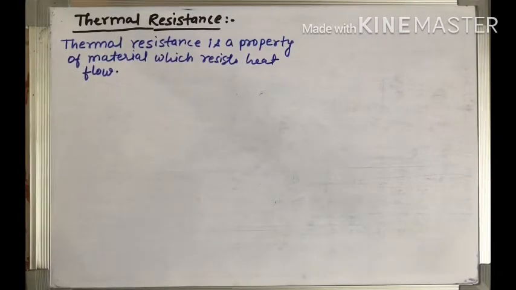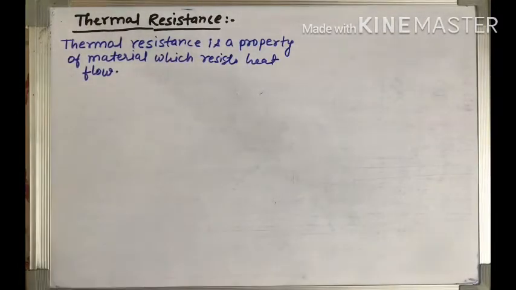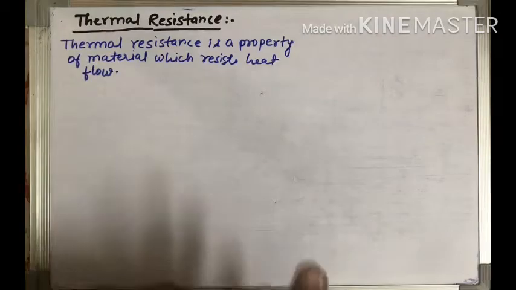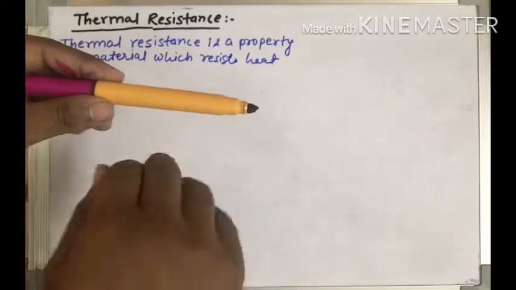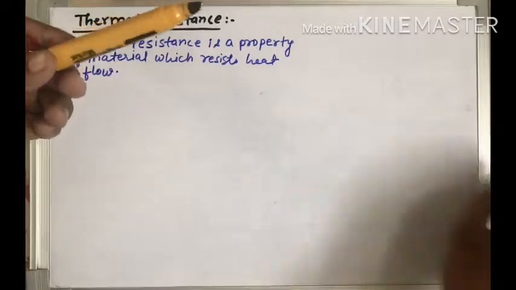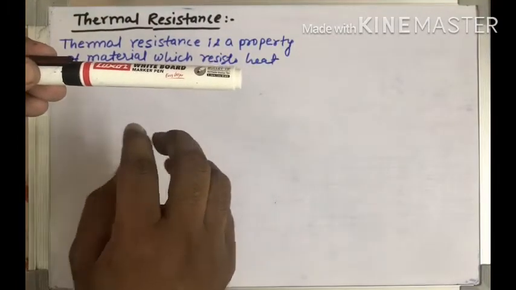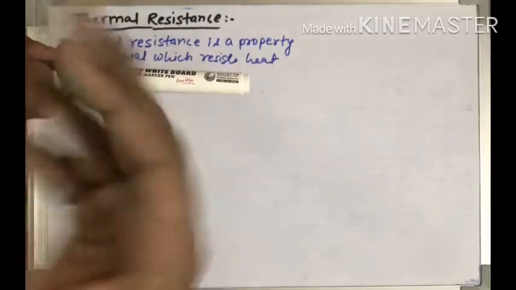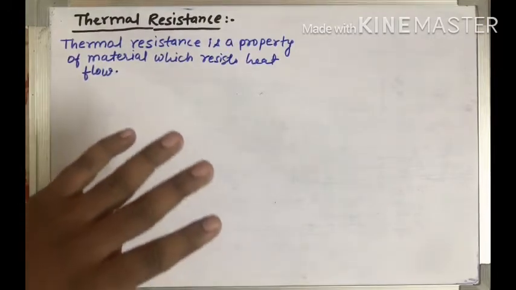Thermal resistance. Thermal resistance is a property of material which resists the heat flow, and it is the inverse of the conductivity. There is an inverse relation between the conductivity and the resistance. It means if the conductivity of a material is high, the thermal resistance will be low. And if the conductivity of this material is low, the thermal resistance of this material will be high. So there is an inverse relation between the thermal resistance and the conductivity.